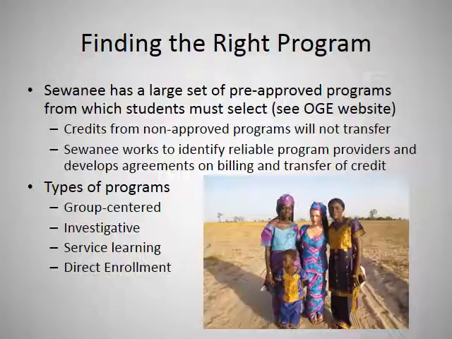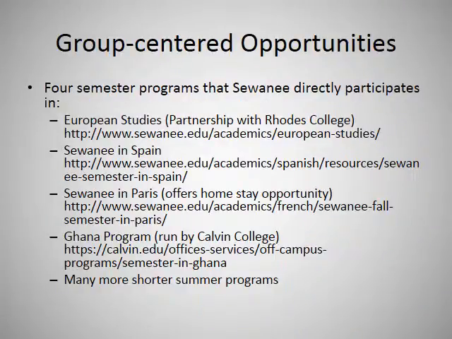In general, there are four basic types of programs. Some are group-centered, some are more investigative in their orientation, some are focused upon service learning, and others involve direct enrollment. I'll explain each of these in turn. Sewanee has a number of programs that it directly operates that fall under the rubric of group-centered programs. The group-centered model is one in which students from the same college tend to travel together, take their courses together, live together, and engage in excursions together.